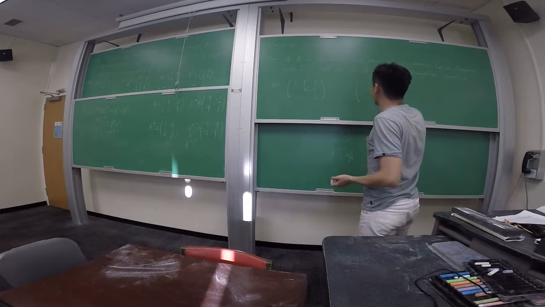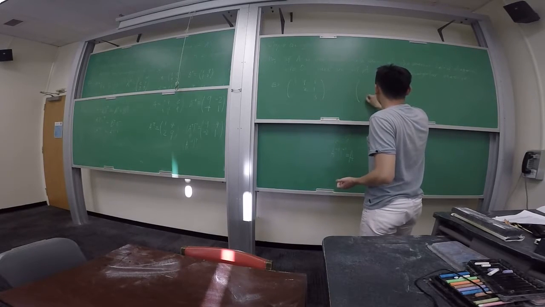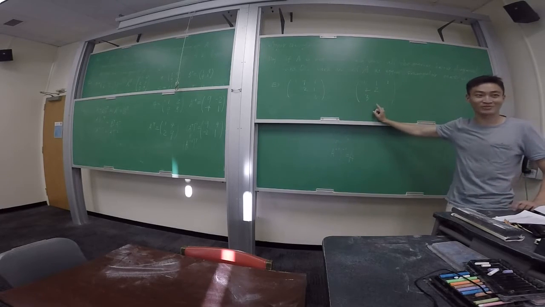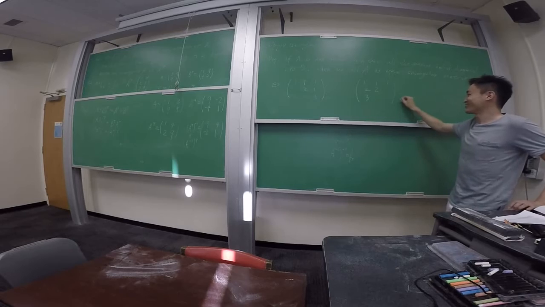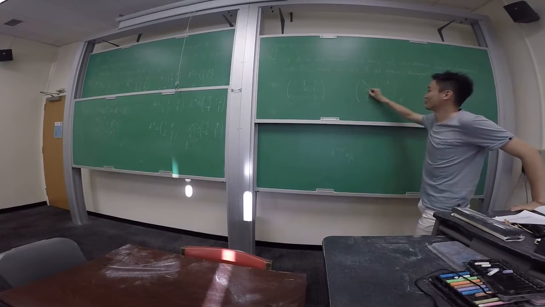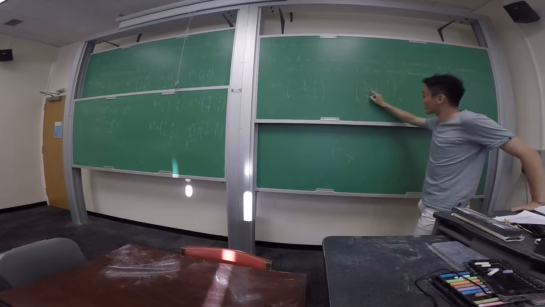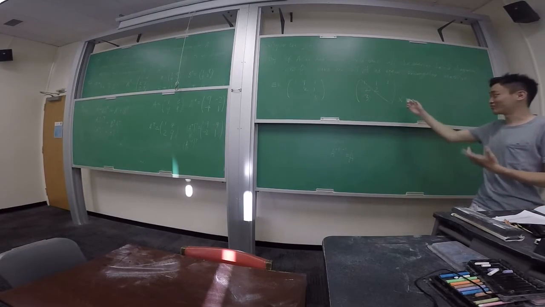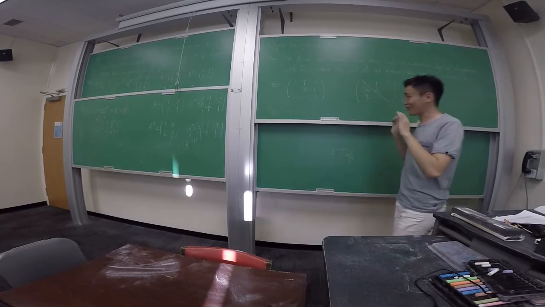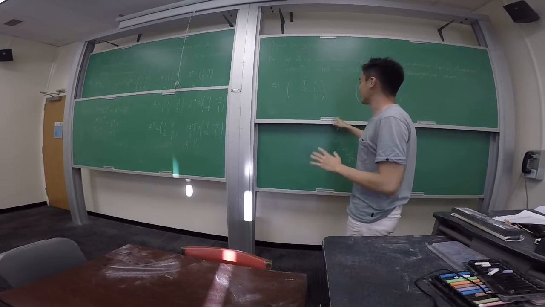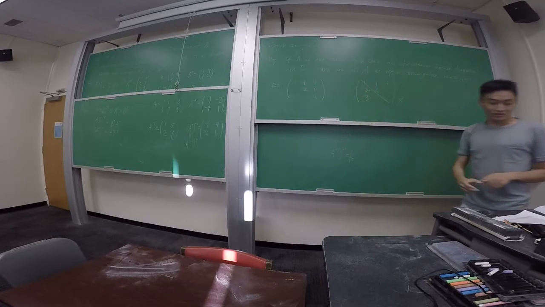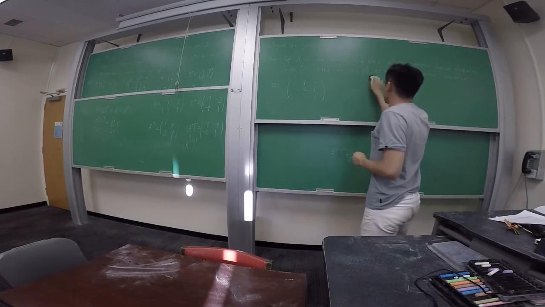Is this an upper triangular matrix? No, it's not, right? Because this is the diagonal, and there are some nonzero elements over here, which are below the diagonal. So this is not an upper triangular matrix. You should always remember the upper triangular matrix can only look like this. To remember this line is very important.